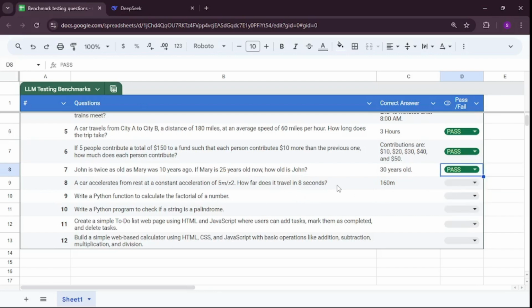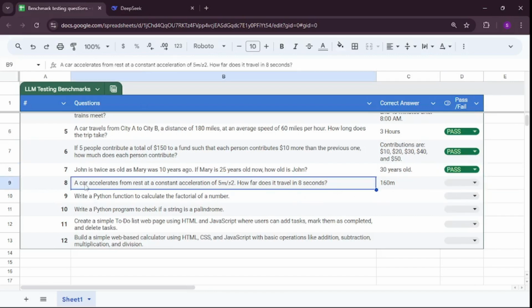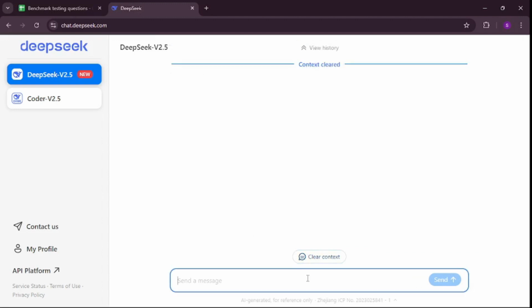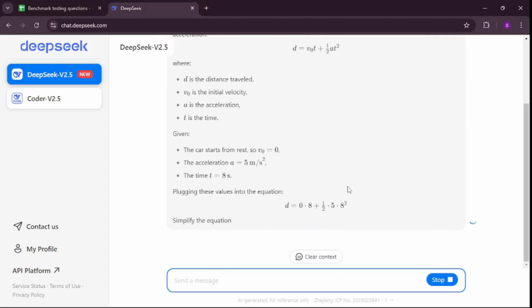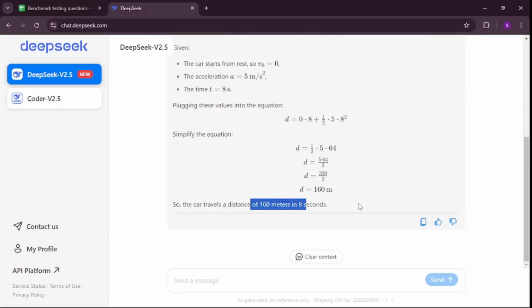Now the last reasoning question that we have is a car that accelerates from rest at a constant acceleration of 5 meters per second squared. How far does it travel in 8 seconds? So this is more like a physics numeric question. So let's just copy this. I'm going to clear the context and paste this right here. Let's send this. The answer should be 160 meters. And yep, it is 160 meters.